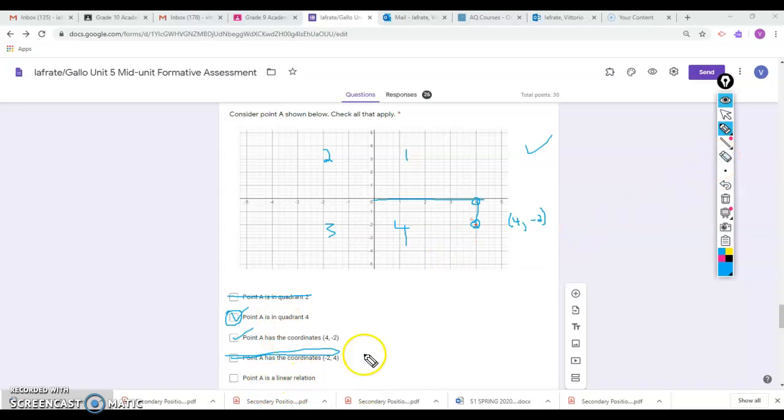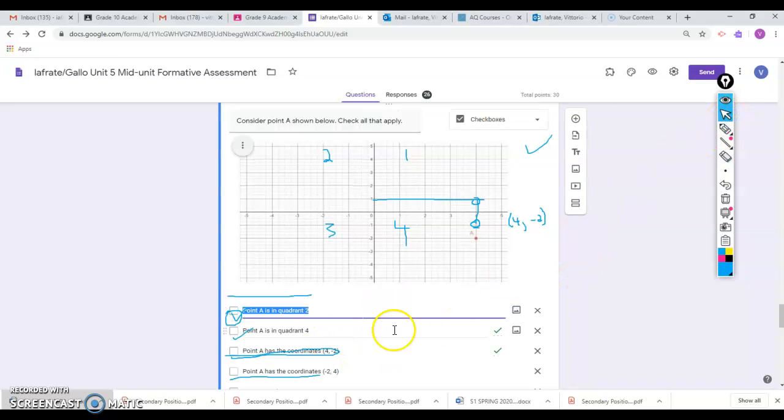Point A is a linear relation. Well, one point cannot be a linear relation. You need at least 2 points to make a line. So there's nothing to connect to it. So that would not be correct either. So point A is in quadrant 4, and then (4, -2). Let's see if we're right with that. So we have 4 and then (4, -2). Perfect. So that makes sense. Let's erase this and go on to our next question.